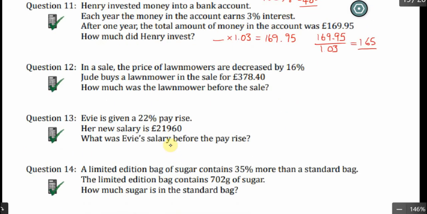In a sale, the price of a lawnmower is decreased by 16%. Jody buys a lawnmower for this much. Okay, so a decrease of 16% would be a multiplier of 0.84. So something times by 0.84 gave us the new price of £378.40. So I'm going to do £378.40 divided by 0.84.